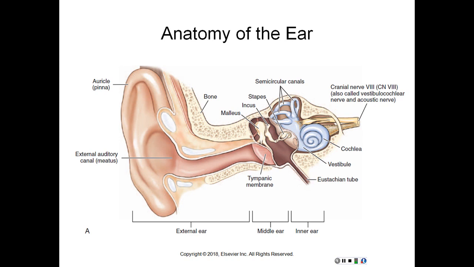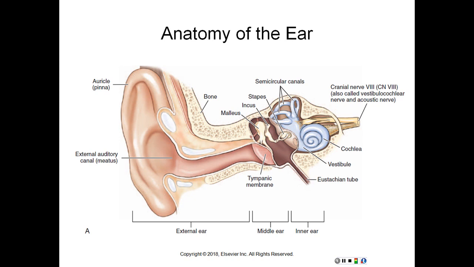Balance is a function of the inner ear and is maintained through a series of complex processes. The vestibular nerve transmits information about motion and body position from the semicircular canals in the vestibule to the brain for interpretation. So now we're going to go through the organs and anatomic structure. I'll leave this slide on here for a little bit longer, and then I'll change it to the next one. So first we have the ear.